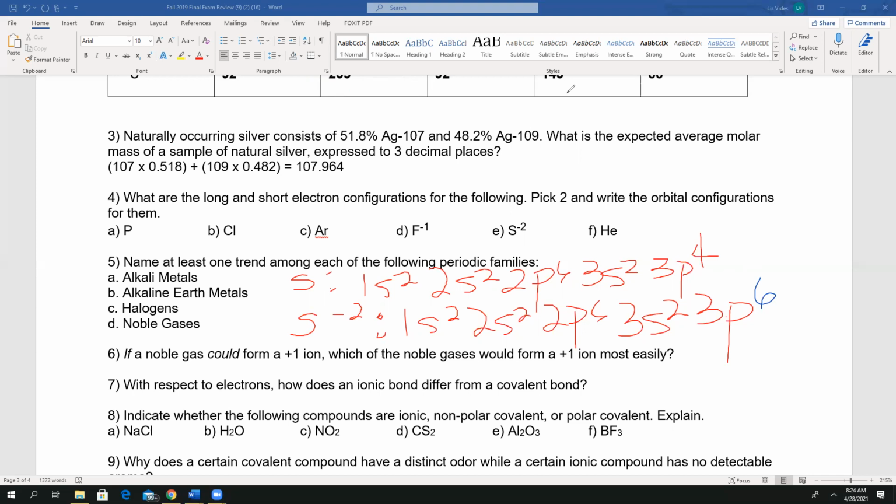Now the short configuration, I'm just going to write directly over this stuff. I think you can see it well enough. So the shortcut, right, is going to be your neon again. And you just bring that down, this 3s2 and 3p6. I'm changing that 6 to blue just so that you see that the only reason it's like that is because of that.